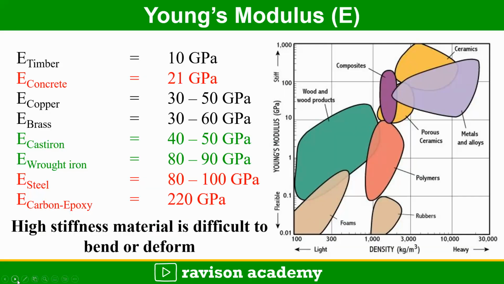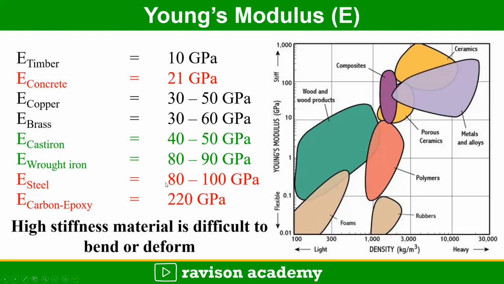So here it shows the bubble graph of variation of Young's modulus with respect to density of different materials like timber, foam, polymers, ceramics, metal and alloys. And from this value we can take that the Young's modulus for the timber is 10 gigapascal. Young's modulus for the cast iron is 40 to 50 gigapascal. And Young's modulus for the carbon epoxy composite is nearly 220 gigapascal. So the value of carbon epoxy composite is very high.